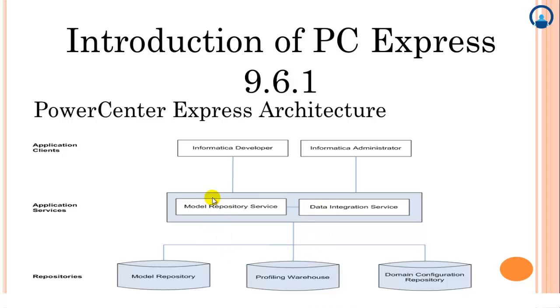We have two application services: one is the model repository service and one is the data integration service. Model repository service is the service associated with our repository. The name of our repository is model. So this is the repository service where we are storing all the metadata. The data integration service is what lets you connect with different types of databases and different types of domains, and other things are connected because of the data integration service.